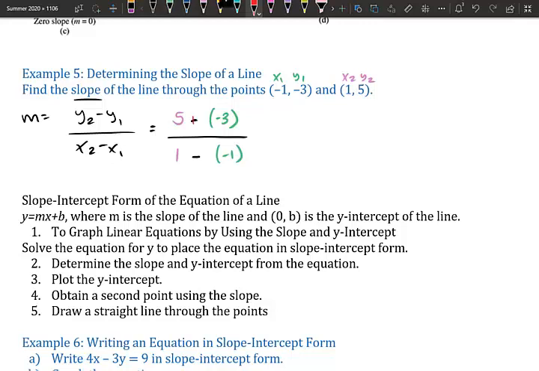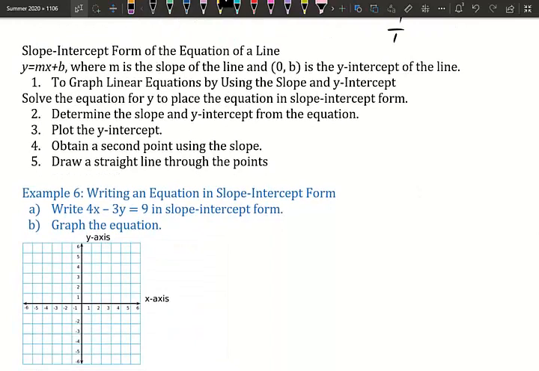So we know minus in the middle becomes plus. We have 5 plus 3, which is 8. 1 plus 1 is 2. 8 divided by 2 is 4. So our slope is 4, which is 4 over 1, by the way.